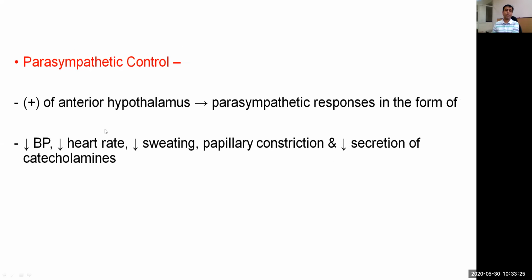Parasympathetic control: stimulation of the anterior hypothalamus results in parasympathetic responses in the form of decreased blood pressure, decrease in heart rate, decreased sweating, pupillary constriction, and decreased secretion of catecholamine.